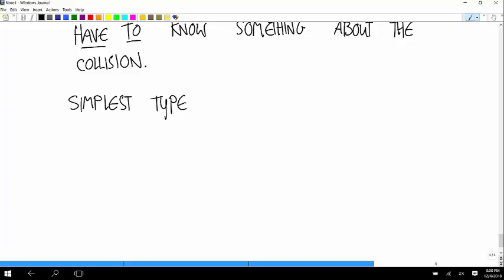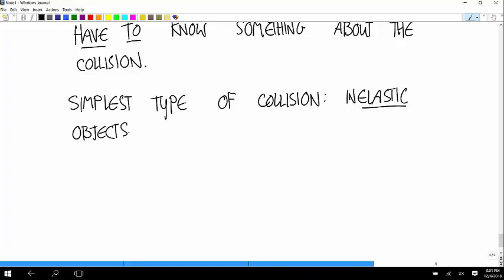It's called inelastic. And in inelastic collisions, the two objects have the same velocity after the collision. They move as a single object. So the objects have the same velocity, same velocities after the collision.